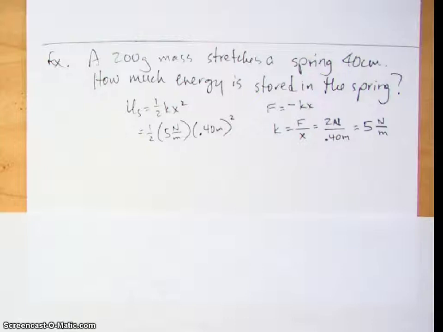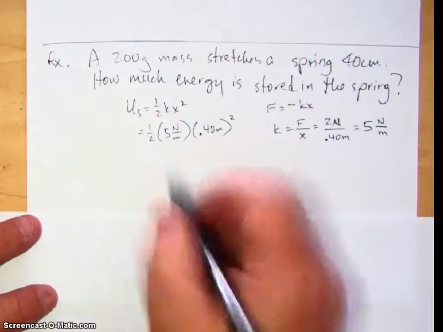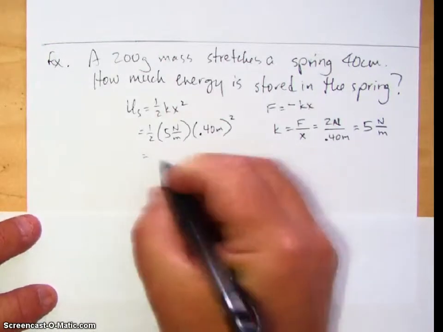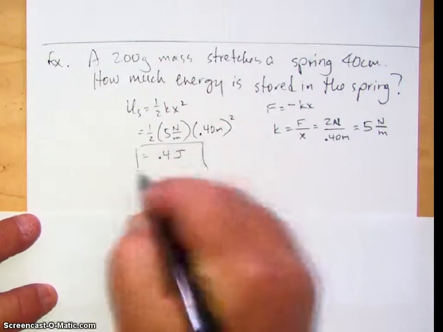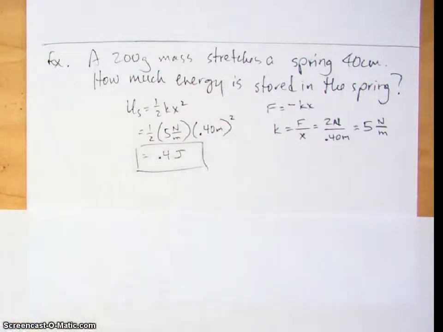Let me see, 0.4 squared would be 0.16, 0.08 times 5 would be 0.4 joules. You can check my math if you want, because I do make math mistakes. Cool. More on springs in class.